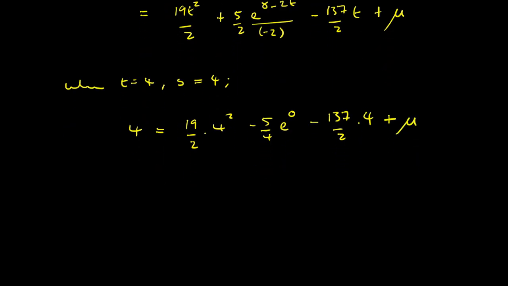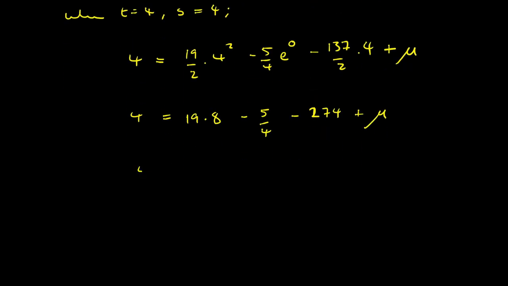So let's try to simplify all this. We've got 4 is equal to 19, 4 squared is 16, divided by 2 is 8. e to the power 0 is 1, so that's minus 5 over 4. Minus, I don't know, 137 times 4 divided by 2. So it's 137 times 2, which is 274, I think. Yeah, 260 plus 14, plus mu.